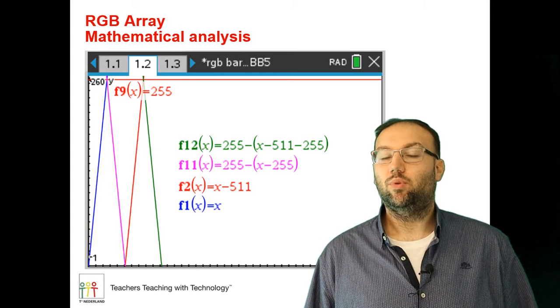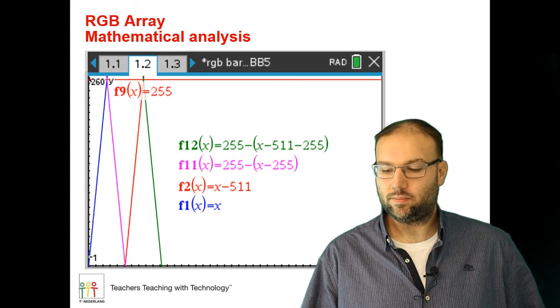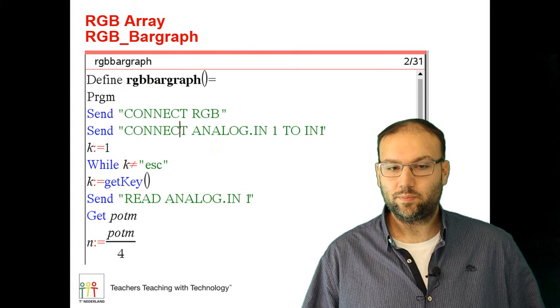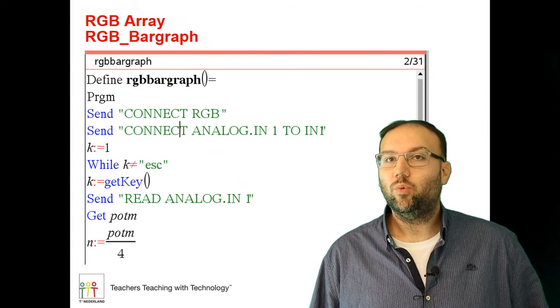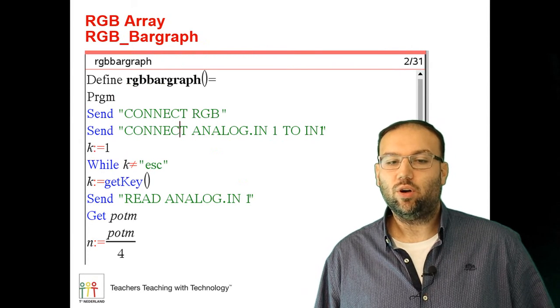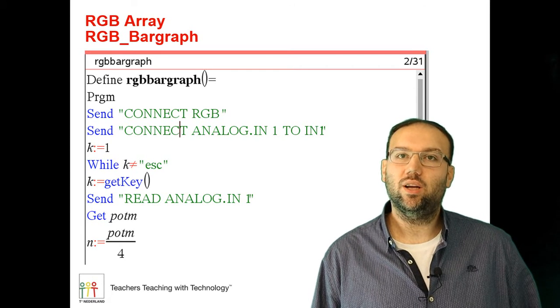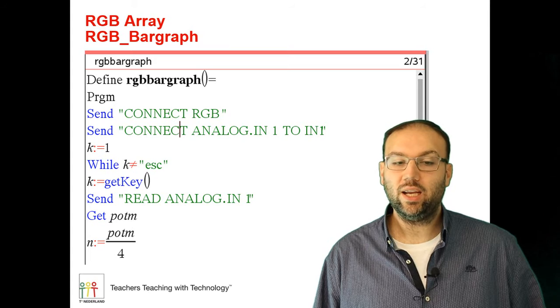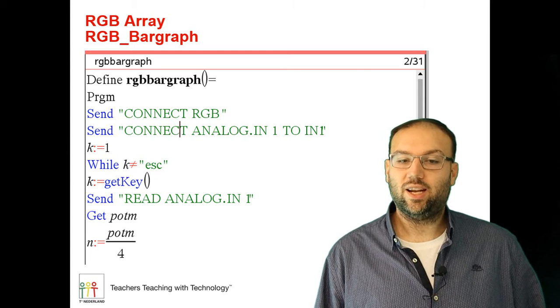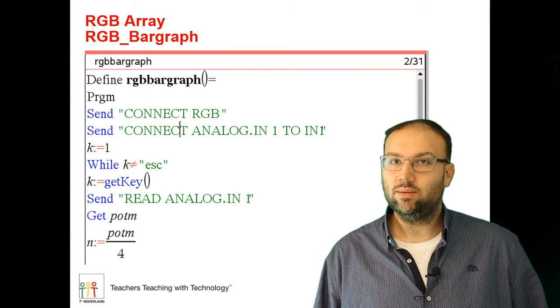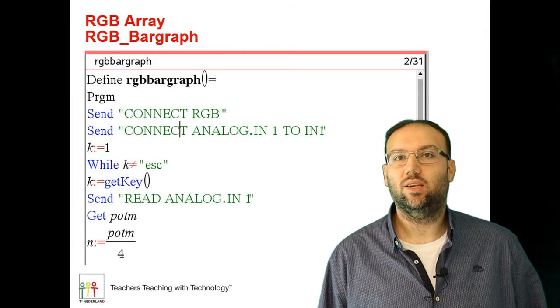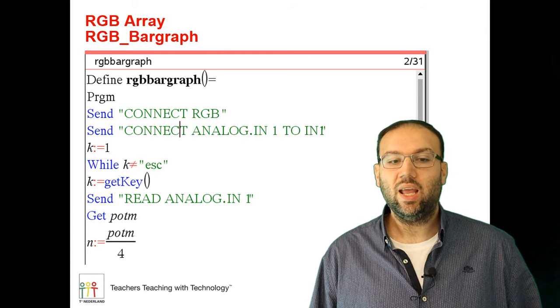Let's go to the program itself. In the program, we defined the program as RGB bargraph. I've written send connect RGB. That needs to be done before using the RGB array. And then send connect analog into in 1. That's because the potentiometer is attached to input 1.